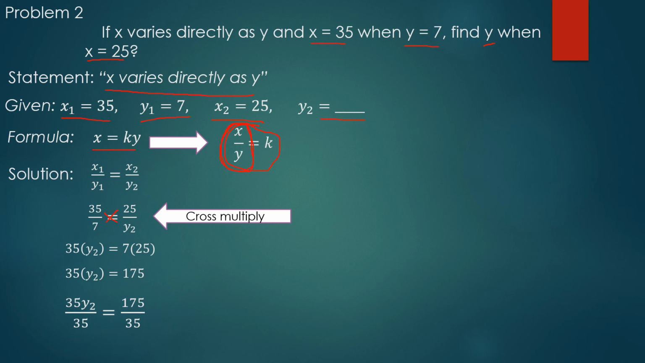Divide both sides by 35, so the 35 on the left is gone. That means 175 divided by 35. Your final answer will be y sub 2 equals 5, since 175 divided by 35 equals 5. That is how you answer direct variation.